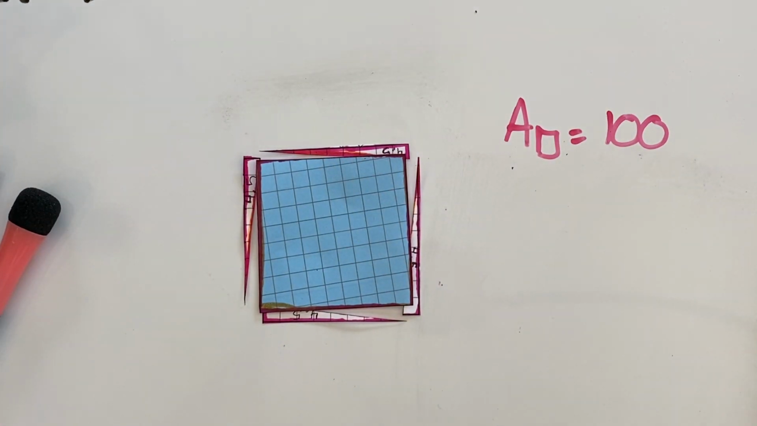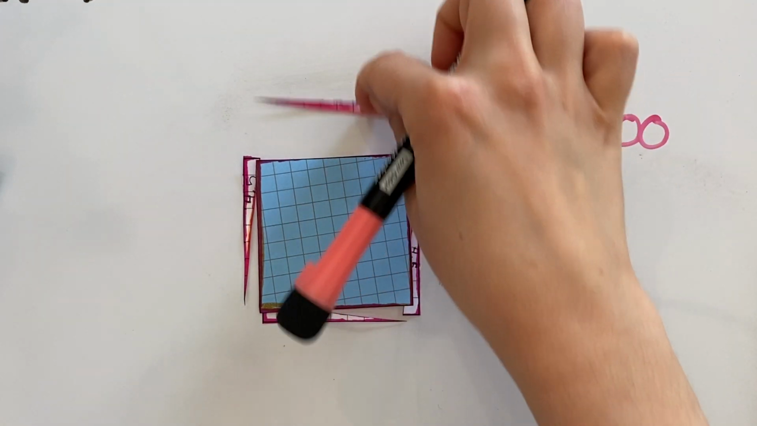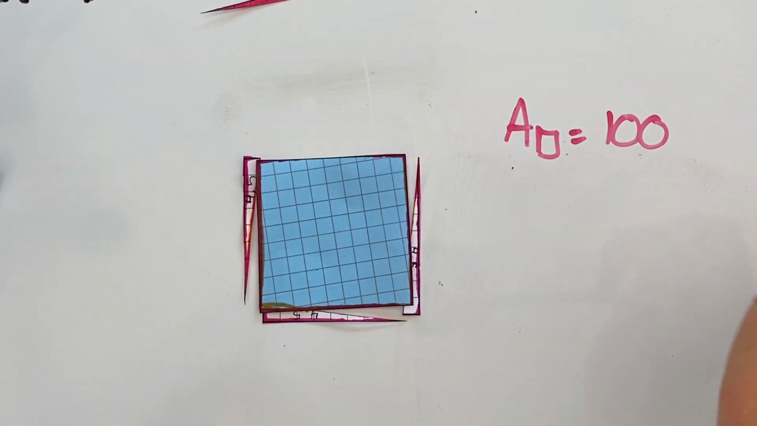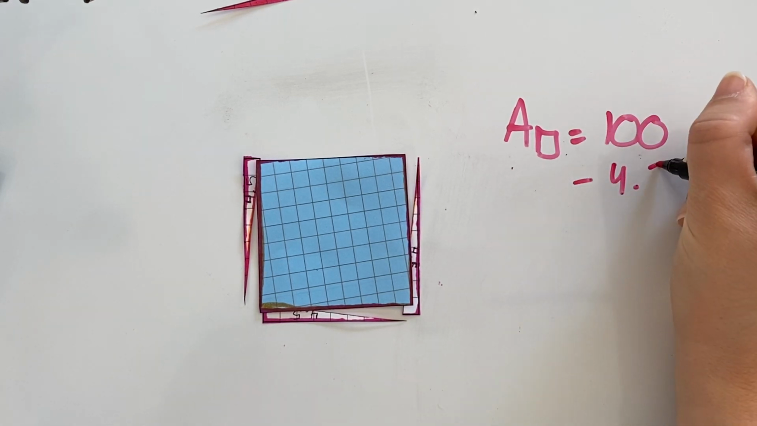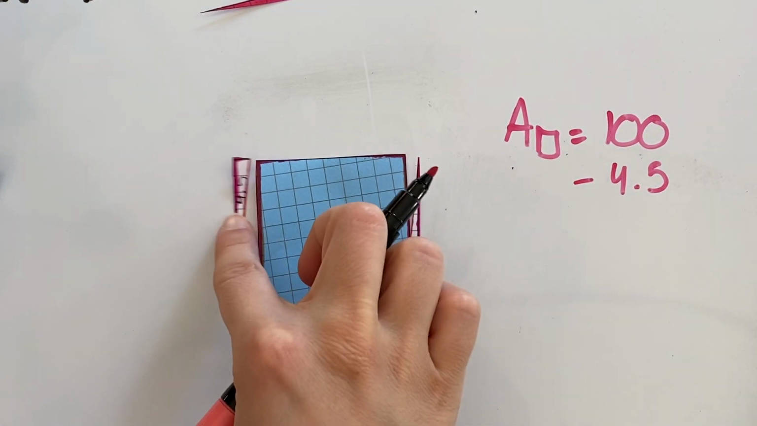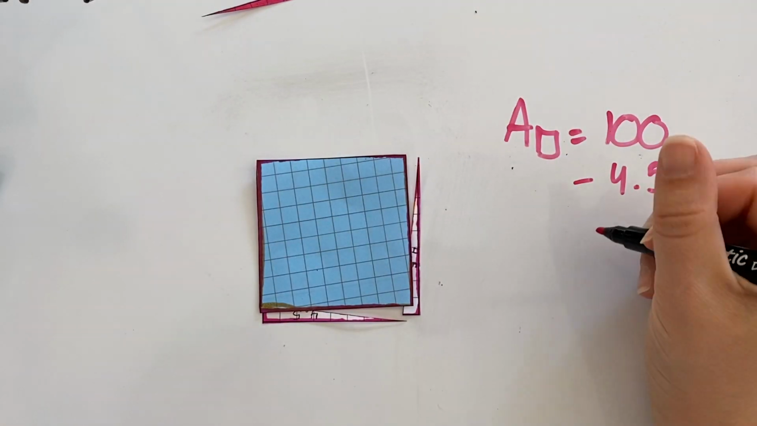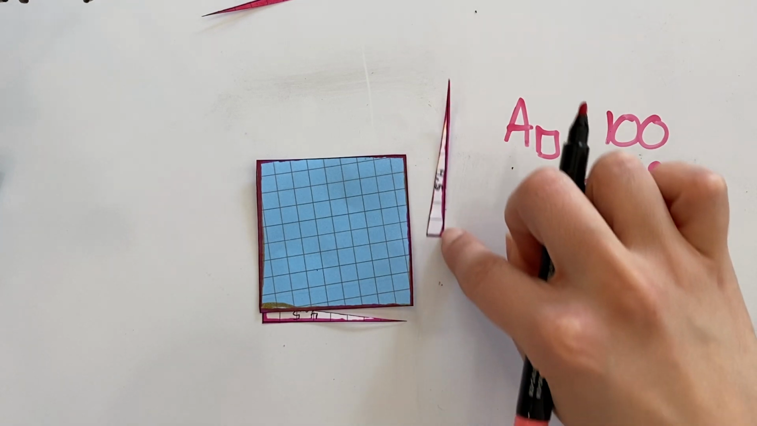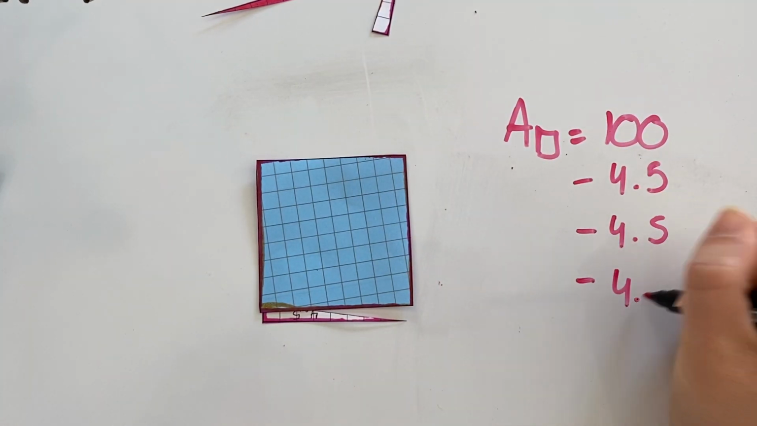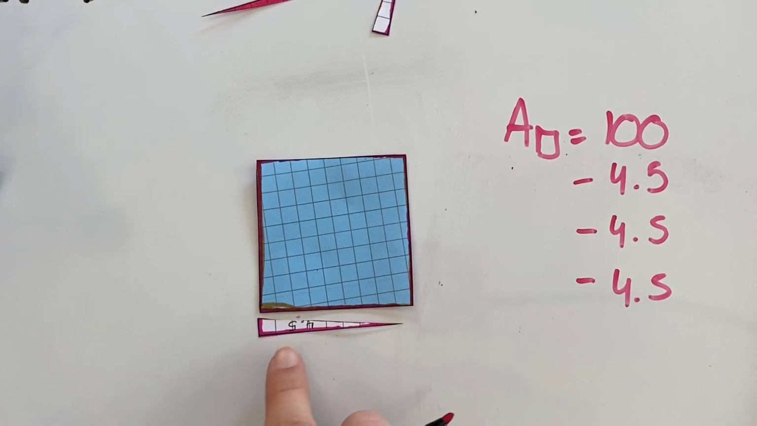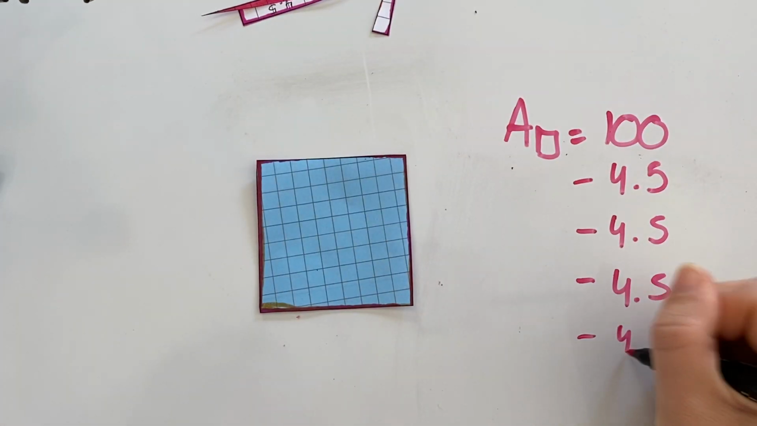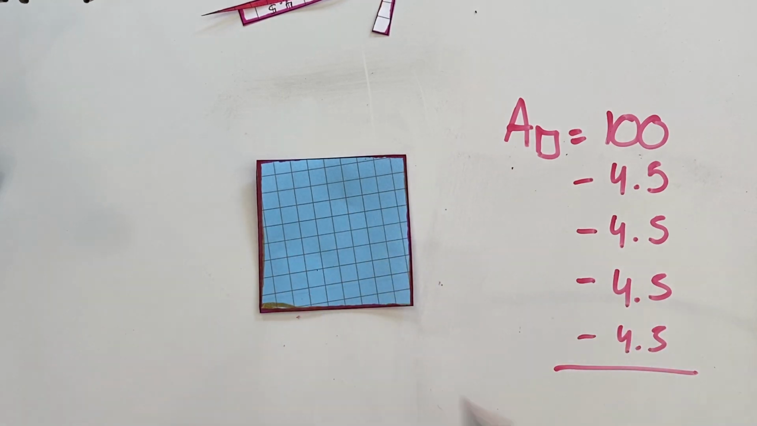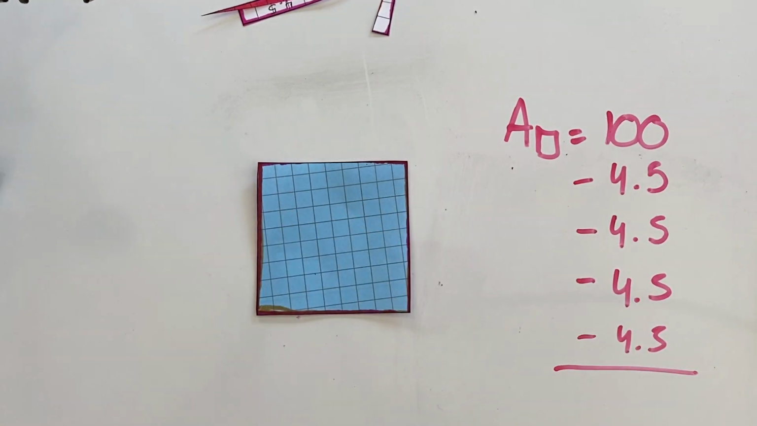Okay, so let's subtract or eliminate each known triangle we created. Let's do the first one. So let's get rid of that. That was 4.5, so we're going to do minus 4.5. We're going to get rid of this one, and this is also 4.5, so we're going to do minus 4.5. We're going to take away this section, and we're going to do minus 4.5. And we're going to take away this part. This is also 4.5, so we'll do minus 4.5. As you can see, we're left with just the shaded area that we need.